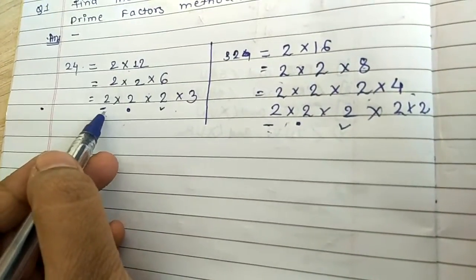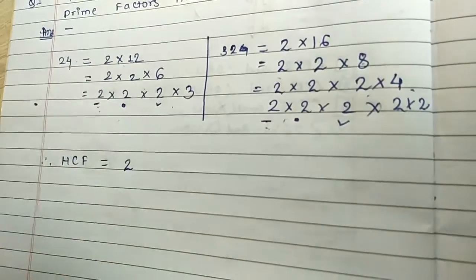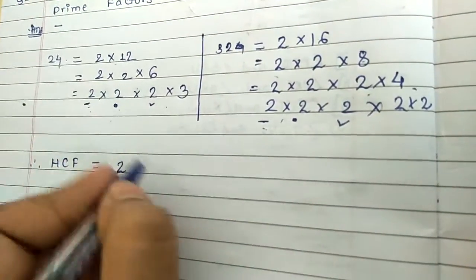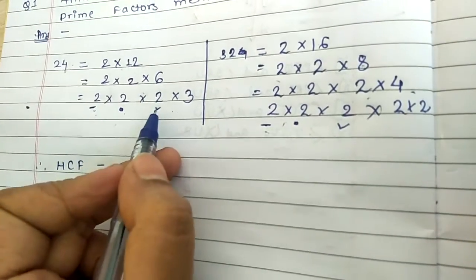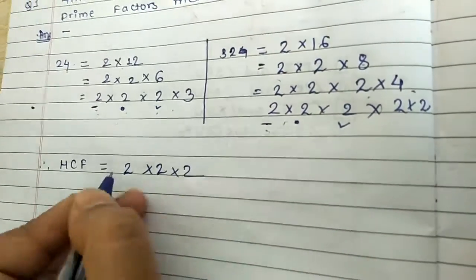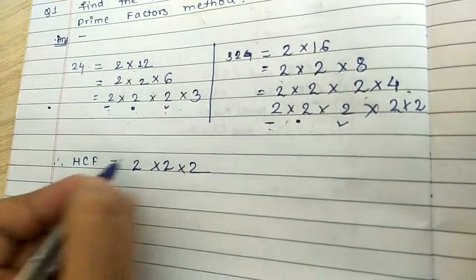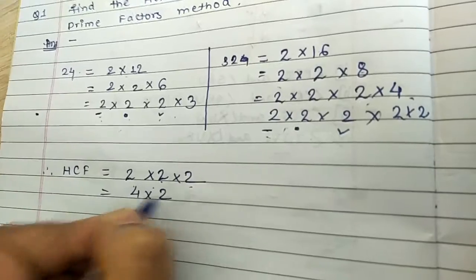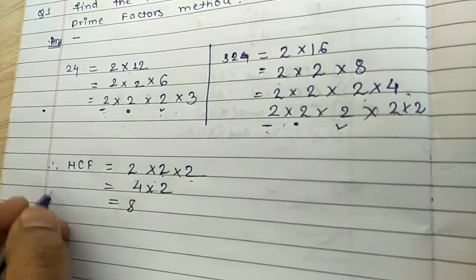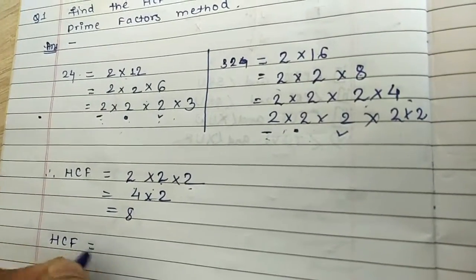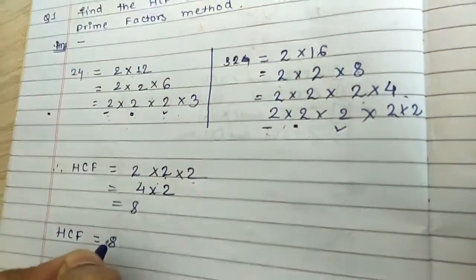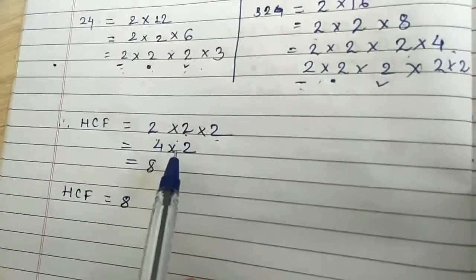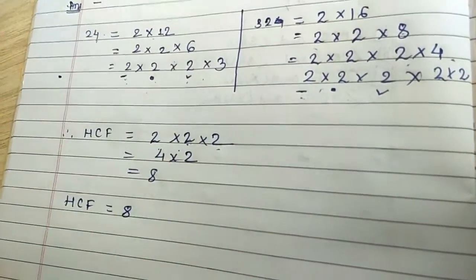The first pair is what? 2 into 2, so only one time you have to write it down. Second pair is what? See, dotted line 2 and 2, so they make one pair. Here, 3 is common thrice, so 2 2s are 4, and 4 2s are 8. So the SCF of 24 and 32 is nothing but 8. Understood? If you do it directly, you can do 2 2s are 4, 4 2s are 8.